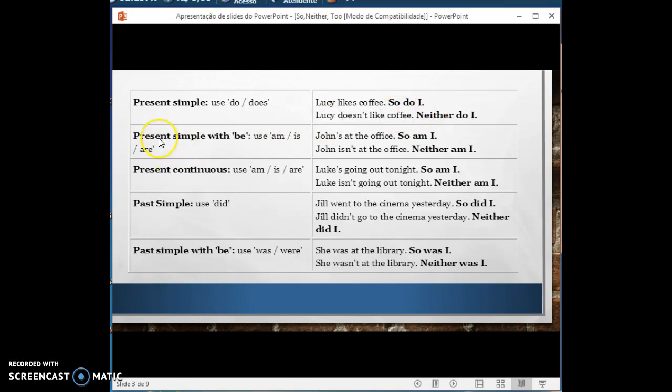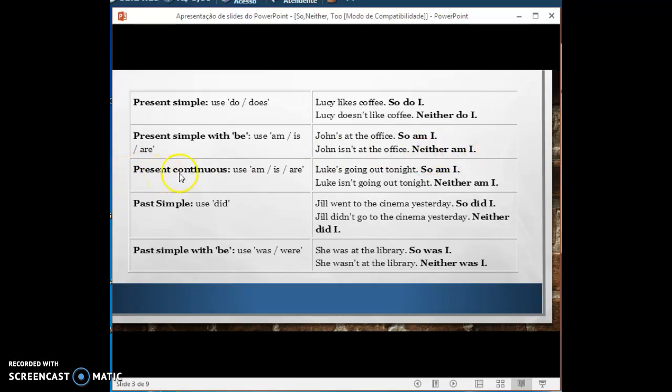See? What about the present simple with be? I use am, is, or are. Of course, again, depending on the subject. "John's at the office." "So am I." What about they? "John's at the office." "So are they." "John isn't at the office." "Neither am I." What about if I want to say they? "John isn't at the office." "Neither are they."